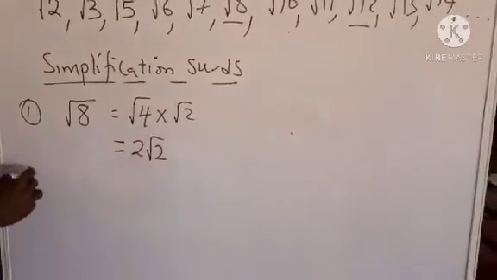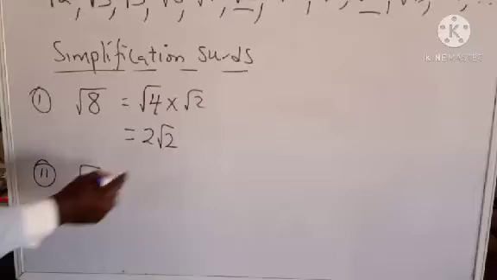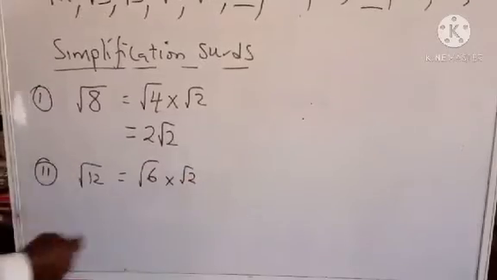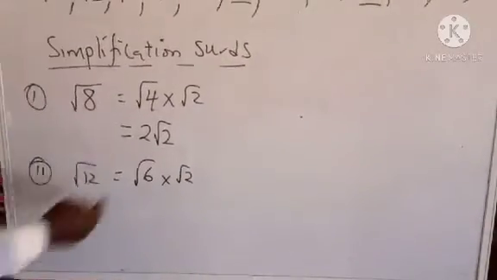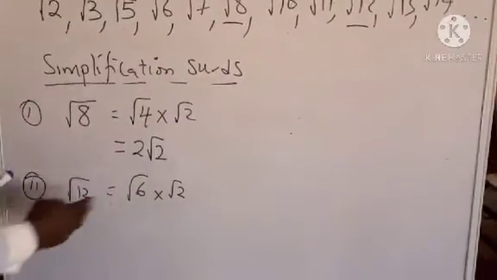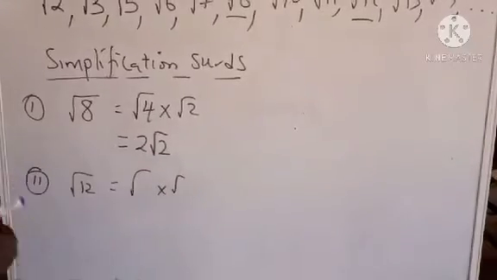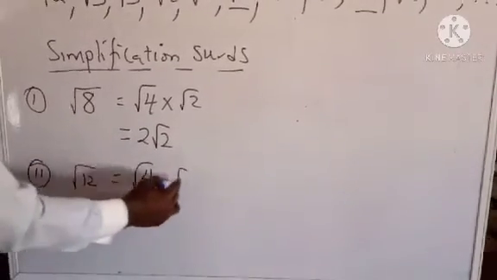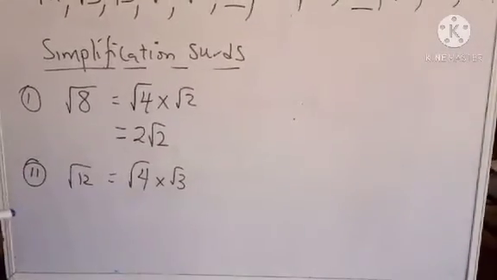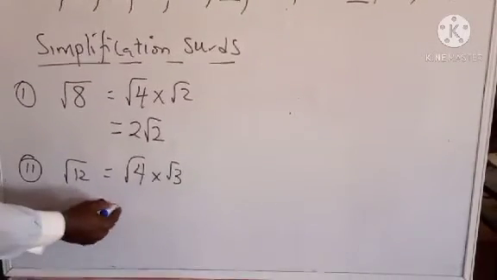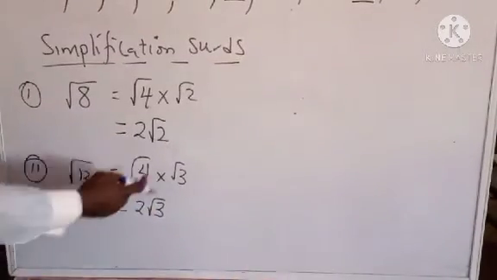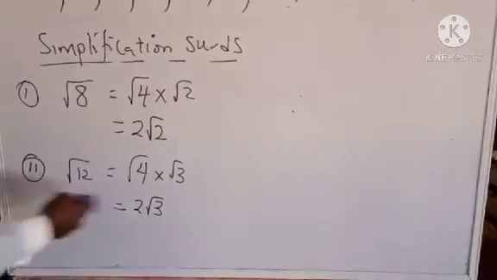Let's take a second example, which is root 12. One might be tempted in simplifying root 12 to use 6 and 2. If you take a look at the list of perfect squares, 6 and 2 is not a perfect square. So in trying to simplify root 12, you cannot use 6 and 2. So the next option we are left with is 4 and 3. Take note, I didn't start with 3 and 4, but 4 and 3, because 4 is a perfect square. On simplifying, this now gives 2 root 3. So simplifying root 12 gives 2 root 3.